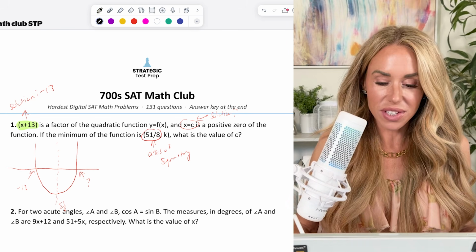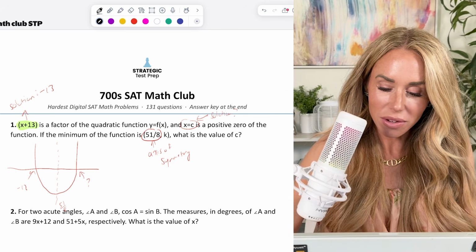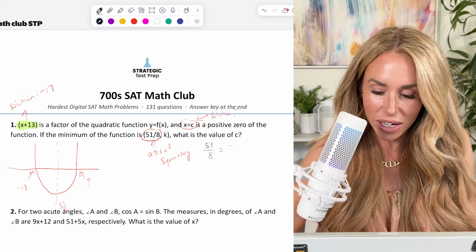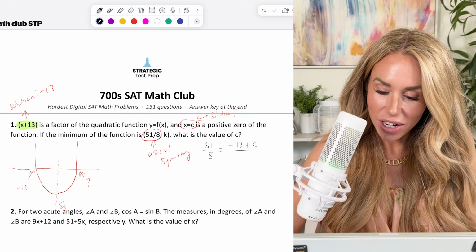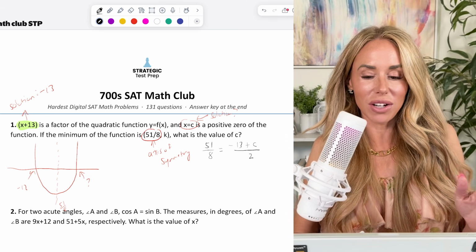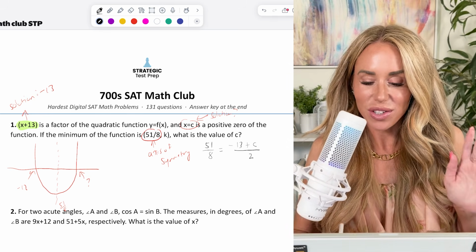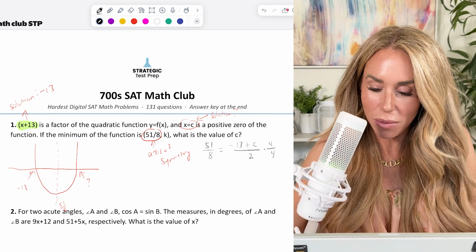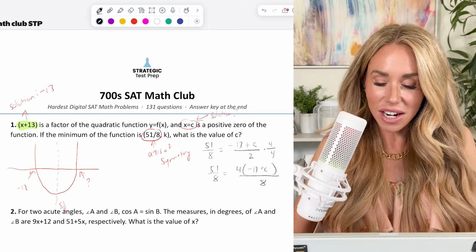All we need to use is the midpoint formula since the axis of symmetry is the midpoint. So I'll set it up as 51 over 8. That's the midpoint. It's going to equal negative 13 plus c, divided by 2, because we want 51/8 to be halfway between them, right? So now it's just simple solving. Let me get the denominators to be the same. I'll multiply that by 4 over 4. Okay, now the denominators are the same.